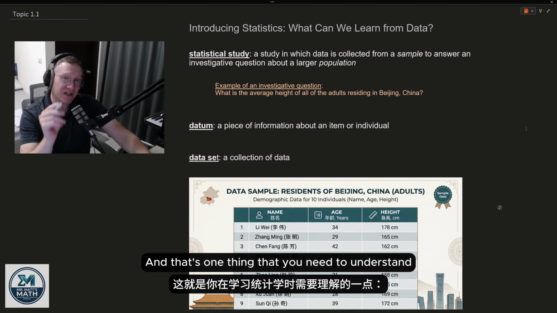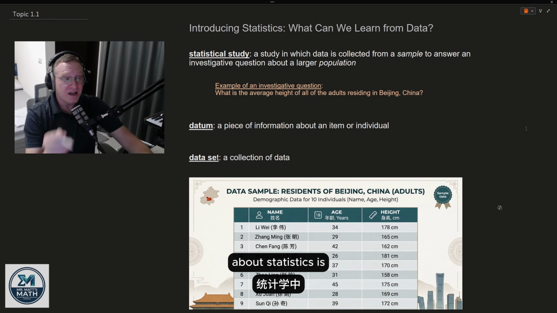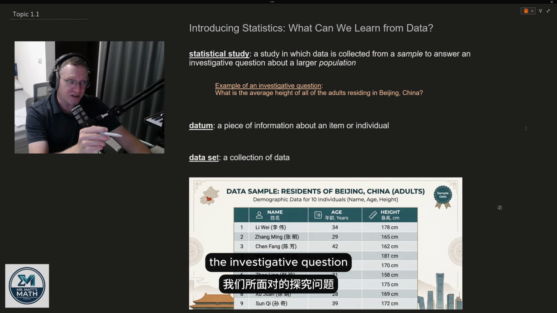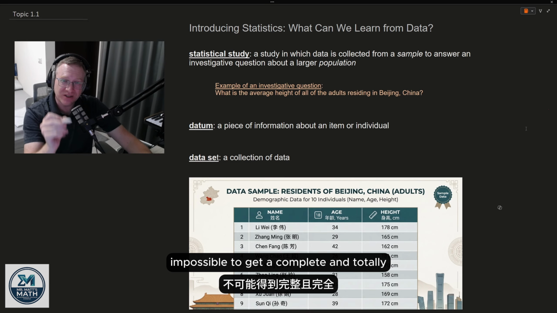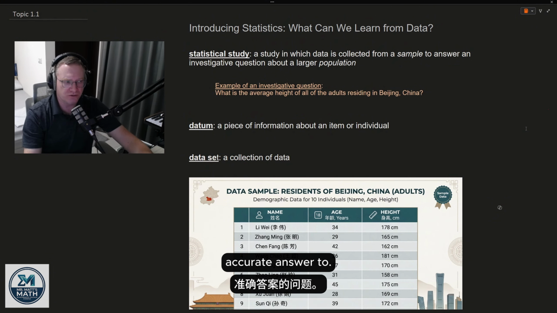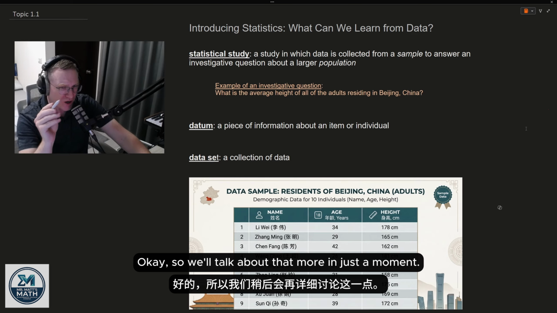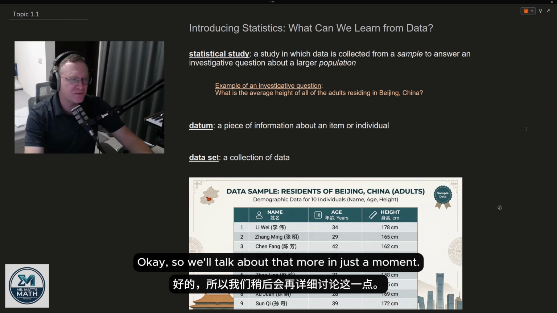And that's one thing that you need to understand about statistics: the investigative questions that we are going to be looking at in statistics are always questions that are actually impossible to get a complete and totally accurate answer to. Okay, so we'll talk about that more in just a moment.